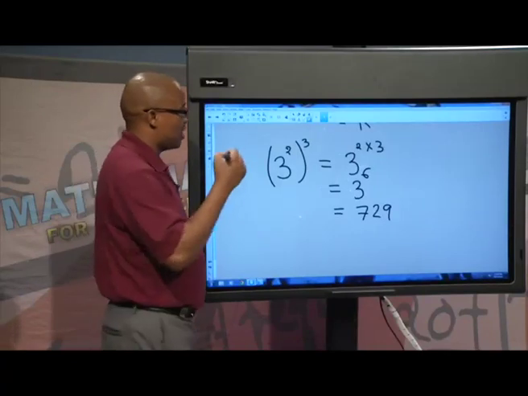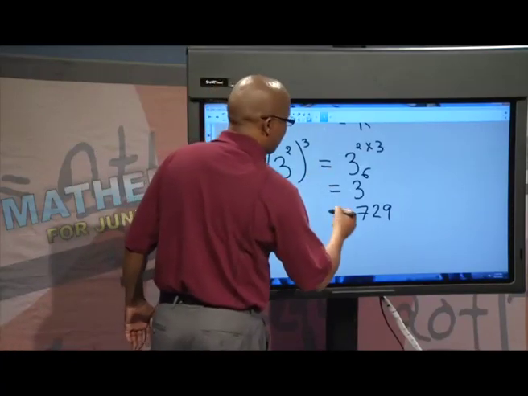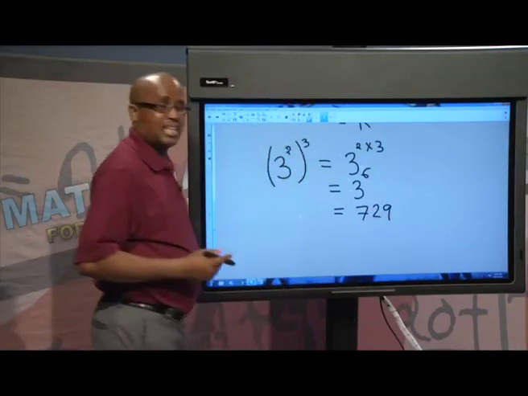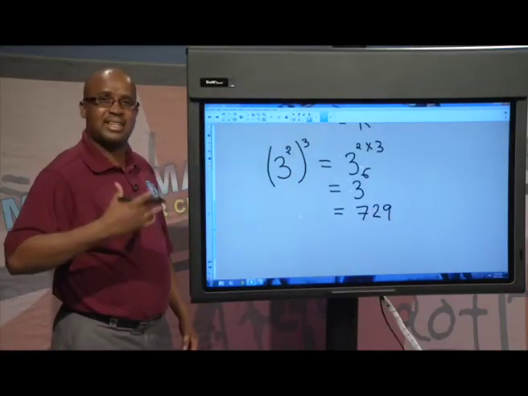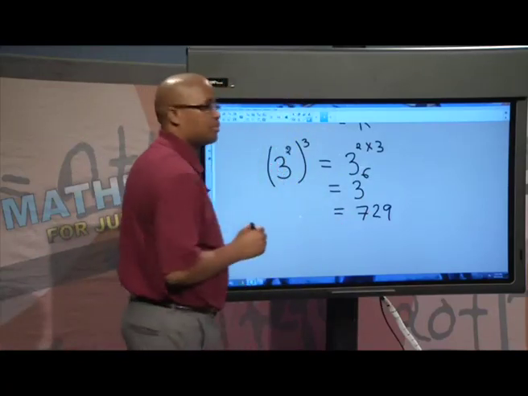Always make sure that if the question doesn't state the kind of answer that you should give, you evaluate your answer. If the question says leave your answer in index form, that's when you leave it as 3 to the power 6 in this case.